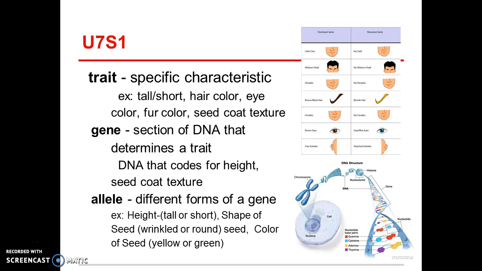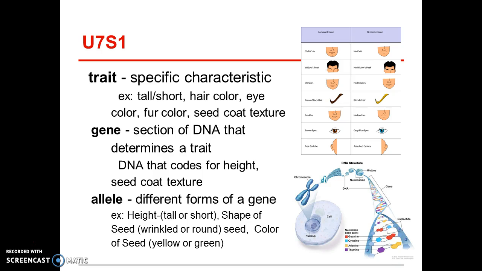Now, a gene, we learned last unit, is a section of DNA that codes for a particular trait. Okay, there's a section that will code through transcription and then ultimately translation for height or for seed coat texture. So a gene is a segment of DNA that will determine that trait that we just mentioned.